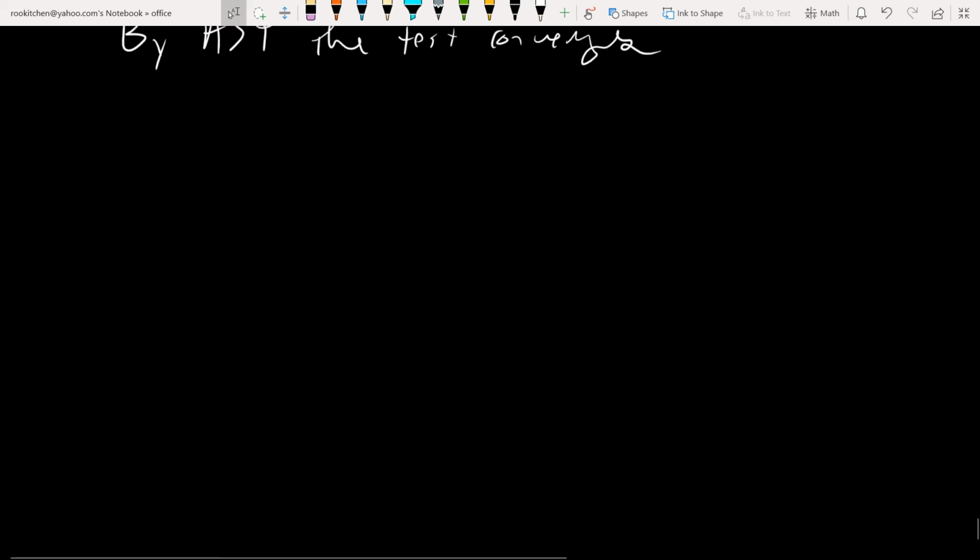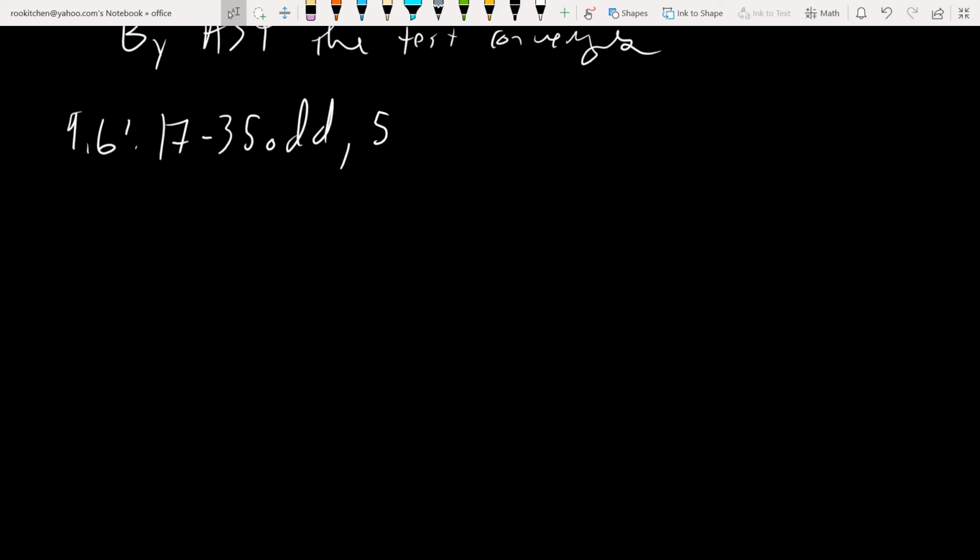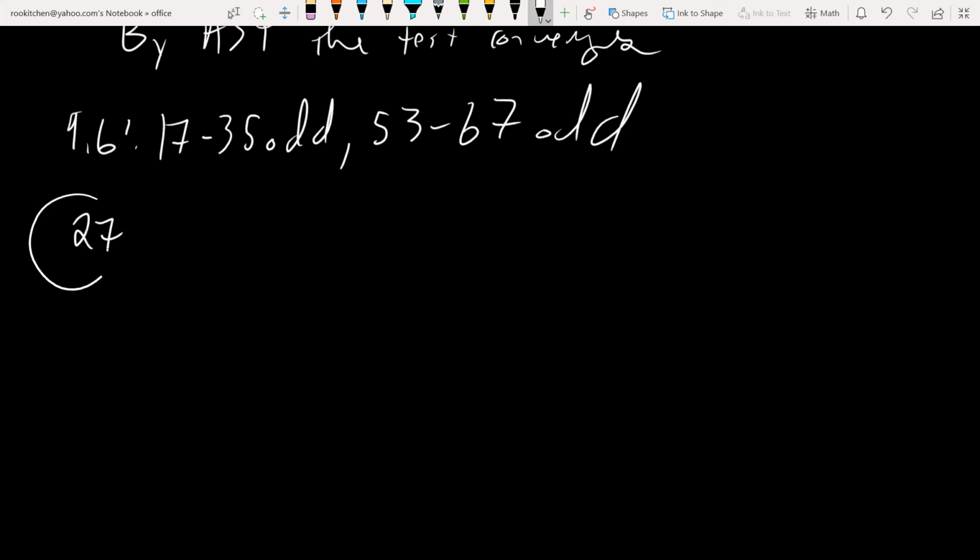So 9.6, now we get to the ratio test, one of my favorite tests. So 17 to 35 odd, and then we go 53 to 67 odd. And let's take a look. Use the ratio test to find whether or not the series converges. The series is n equals 0 to infinity, negative 1 to the n, 2 to the n, all over n factorial.